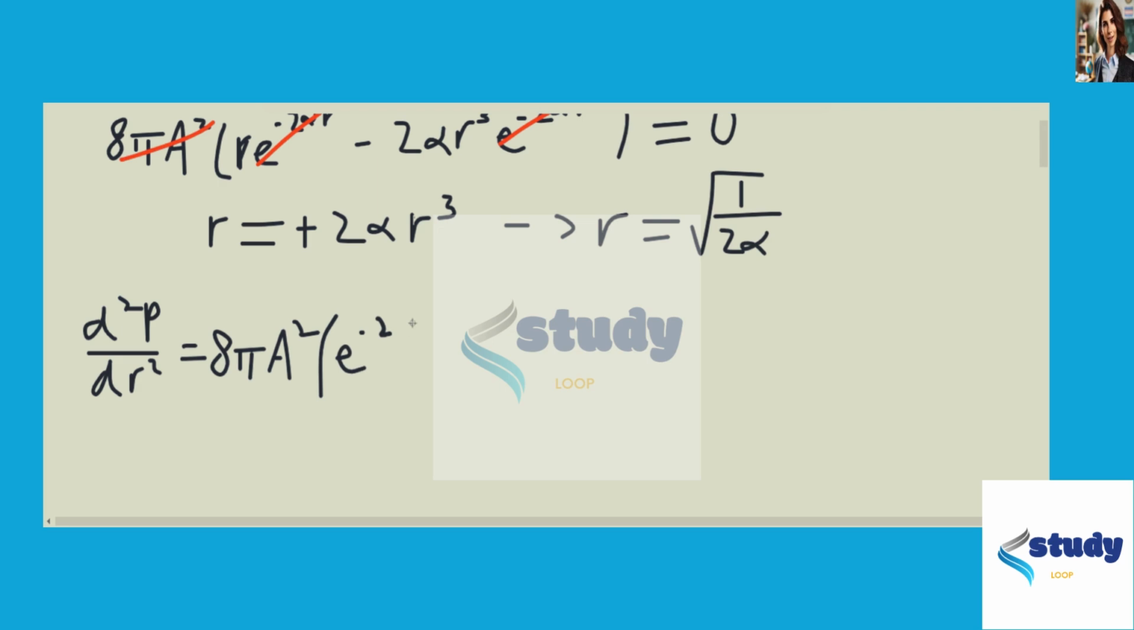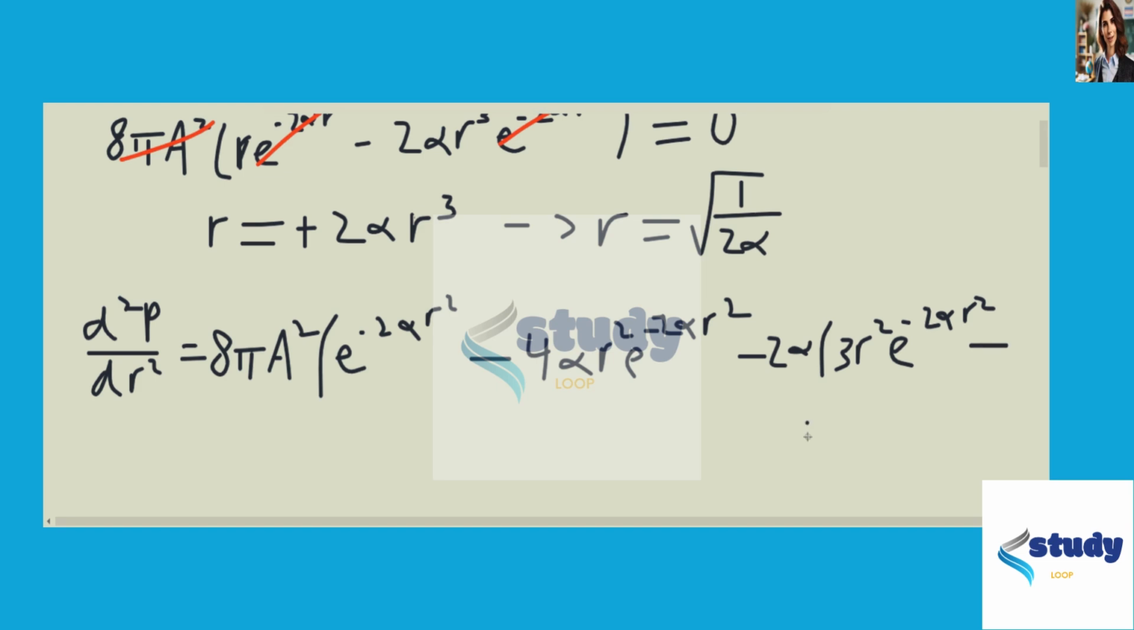So we have e to the minus 2 alpha r squared, this 4 r times e to the minus 2 alpha r squared, minus 2 alpha multiplied by 3r squared, minus 2 alpha r squared, minus, we ran out of room here, so let's write it below, 4 alpha r to the 4, e to the minus 2 alpha r squared.